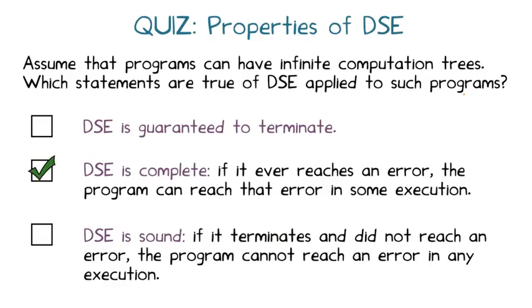DSE, despite being based on an incomplete theorem-proving strategy, turns out to be complete. Any error it reaches corresponds to the execution of the program on a concrete input, so the error can be reproduced by running the program on that same input. On the other hand, DSE is not sound. As we saw in the third example, even on finite computation trees, the solver may fail to identify a solution to a given set of constraints, leading DSE not to take a potential program path that would lead to an error.